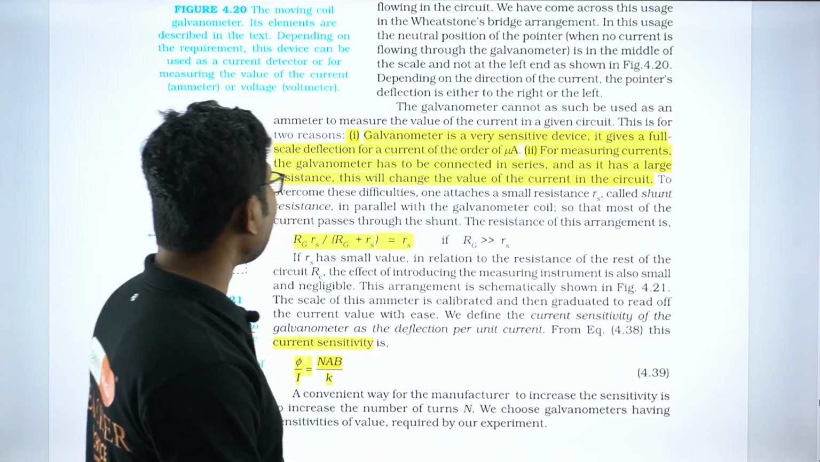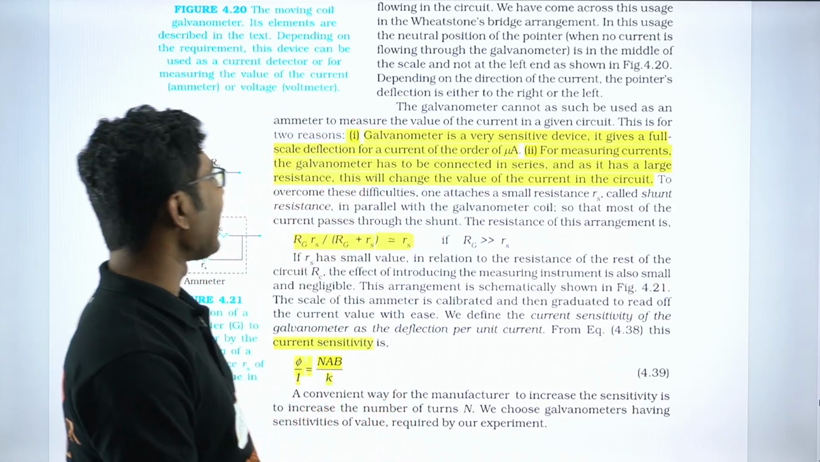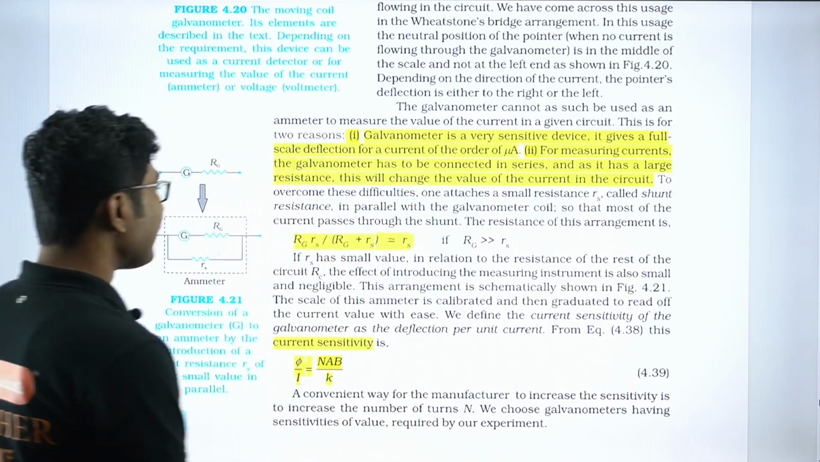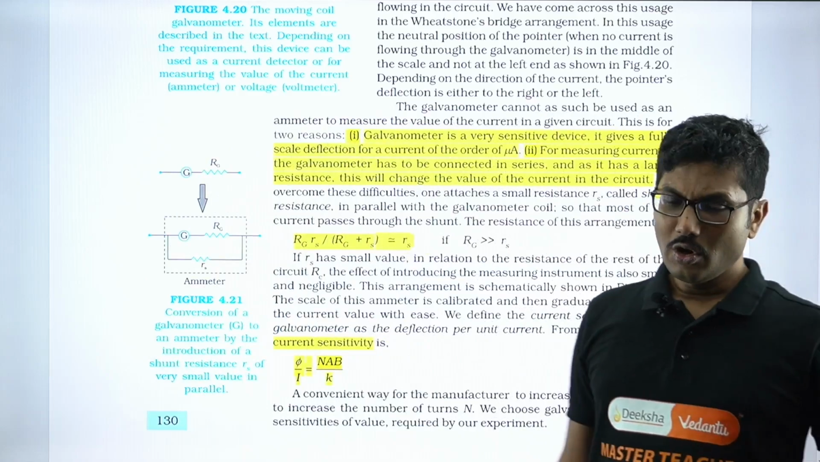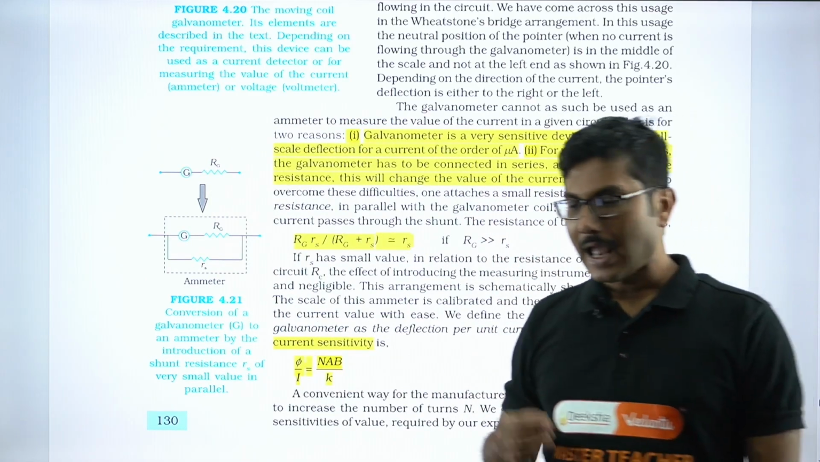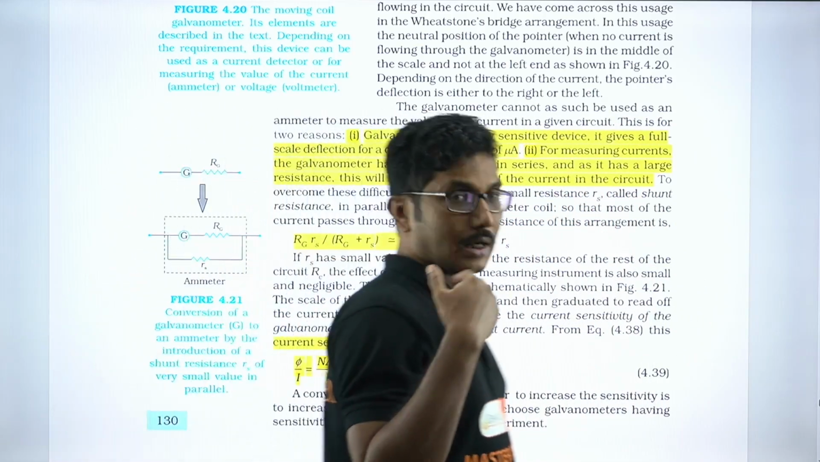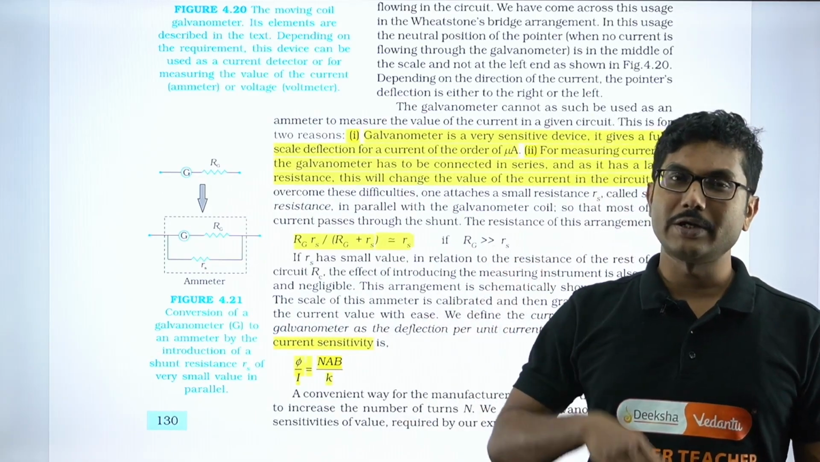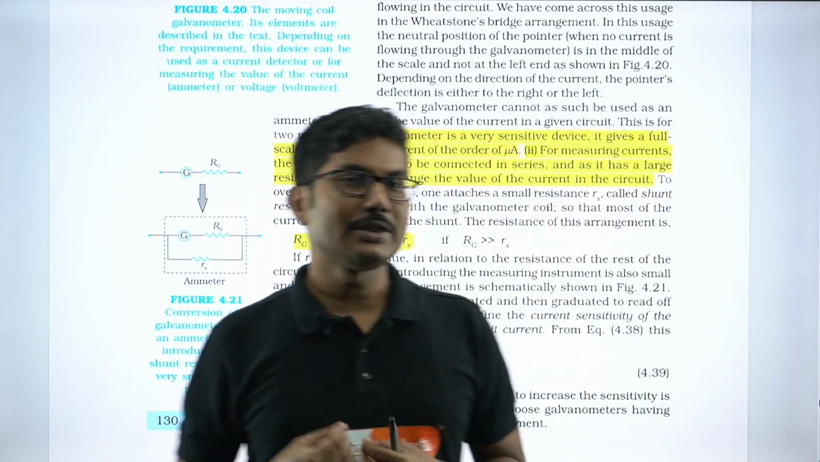Okay, for measuring currents, the galvanometer has to be connected in series, and as it has a large resistance, this will change the value of the current in the circuit. So this is very, very important, that when you want to convert a galvanometer into an ammeter, you have to consider 2 points. First of all, the galvanometer is very sensitive and only a microampere current is sufficient to burn it. If more than a certain microampere current passes through the galvanometer, it will be damaged forever. Also, the internal resistance of the galvanometer is quite high.